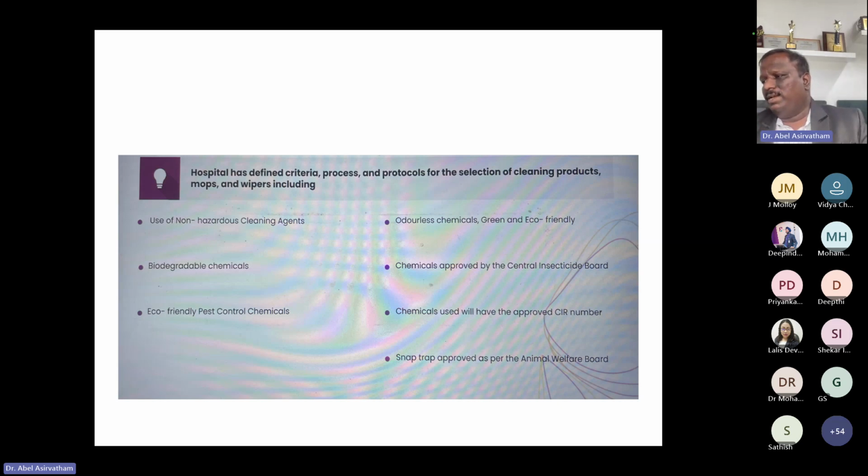Chemicals used will have an approved serial number. Snap traps should be approved as per the Animal Welfare Board. So all these things can be taken into account while making your protocol.